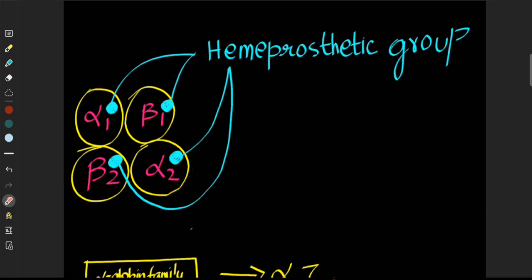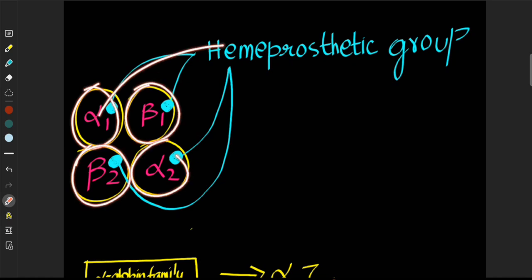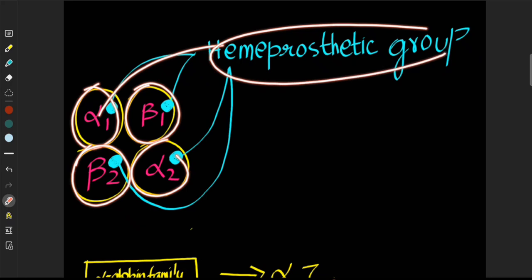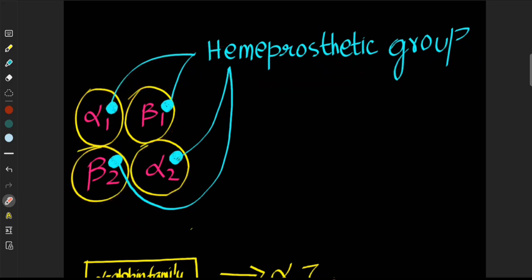And as I said, each structure will have one heme prosthetic group present in it. Now, if you don't know what exactly a heme prosthetic group is, I request you to go back to my video on myoglobin and try to understand what exactly a heme prosthetic group is.